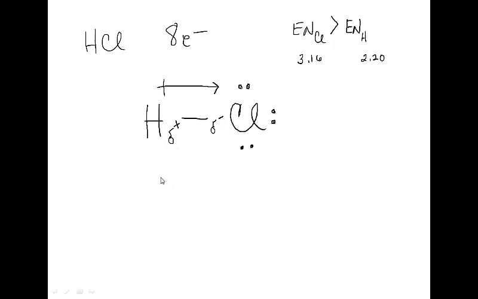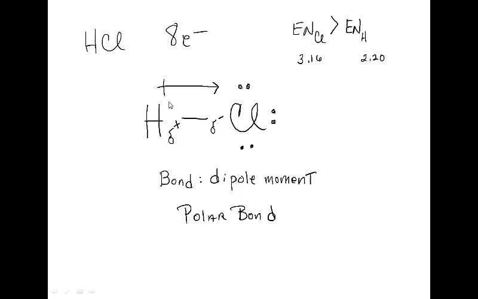You have a molecular bond that has a dipole moment. It is a polar bond. And it's indicated by the arrow pointing to the more electronegative atom in the bond.